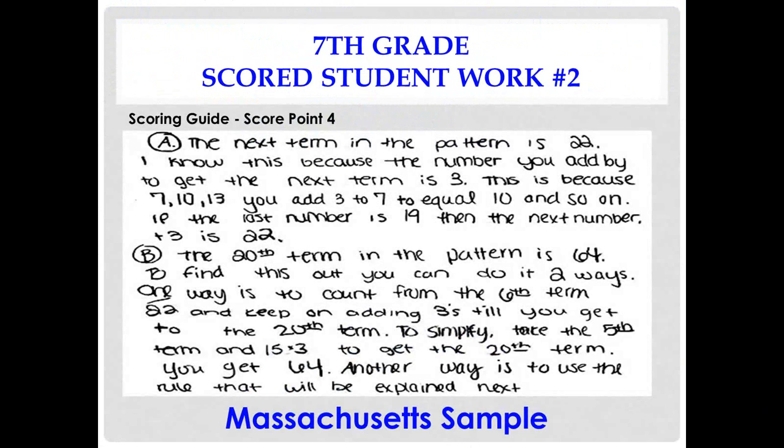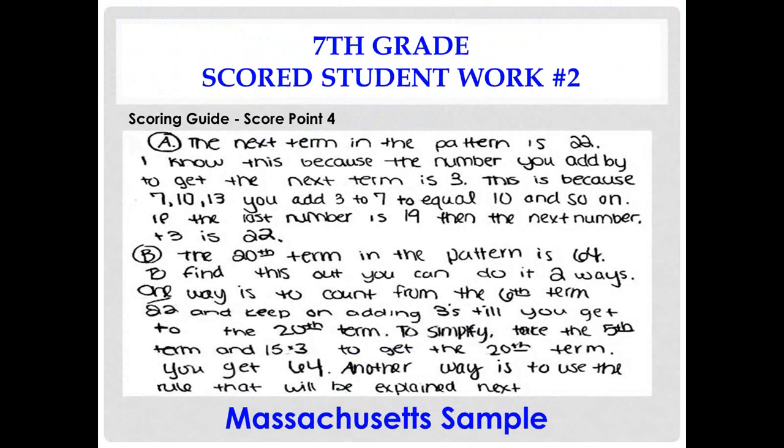The student has 2 different ways that they're going to explain how they came up with their answer. One way is to count from the 6th term, 22, and keep on adding 3s until you get to the 20th term. To simplify, take the 5th term and add 15 times 3 to get the 20th term. You get 64. Another way is to use the rule that will be explained next. So this student went on to provide at least 2 ways that they thought about solving.